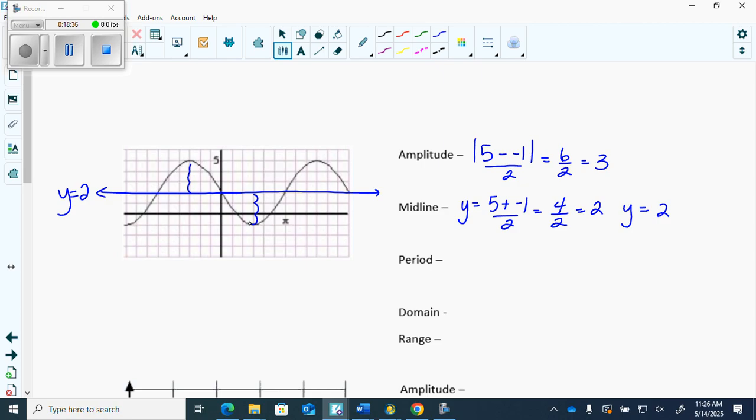The period is from min to max back to here, so it's 2 pi, same distance. The domain is x such that x is an element of the reals. The range is from negative 1 to 5. Y such that negative 1 is less than or equal to y, less than or equal to 5, y is an element of the reals.